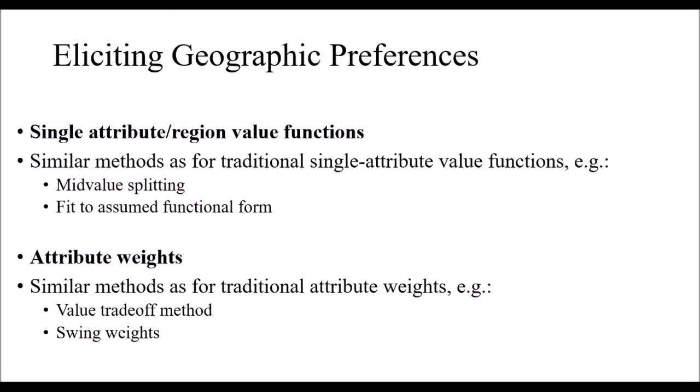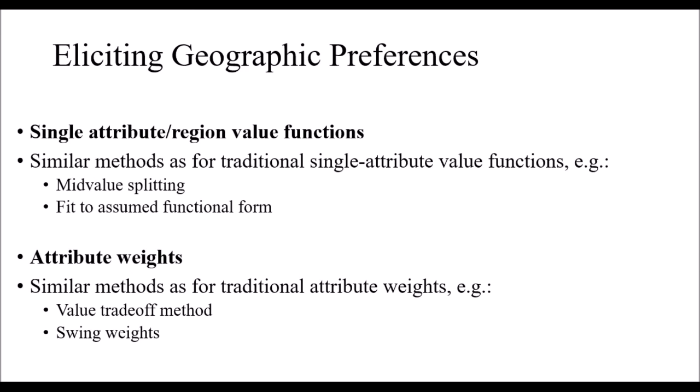Attribute weights, same thing. The methods in any other multi-attribute approach are still going to work here. You can do things like value trade-off methods, where I sort of hinted at this earlier, but where you ask decision makers simple questions about how much they're willing to sacrifice in one region to achieve say a perfect attribute level in another region, or I'm sorry, on another attribute, not region.